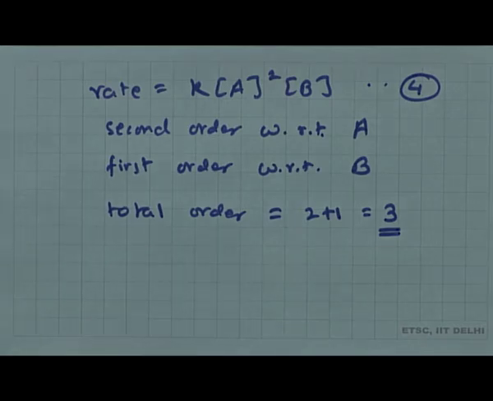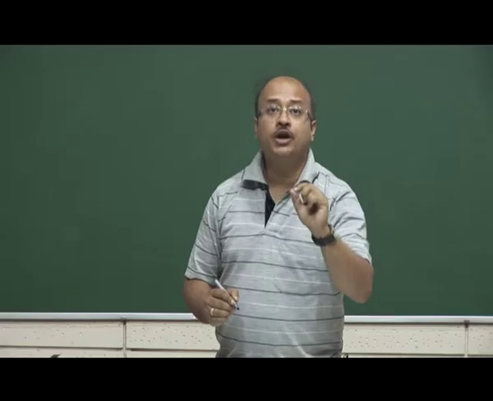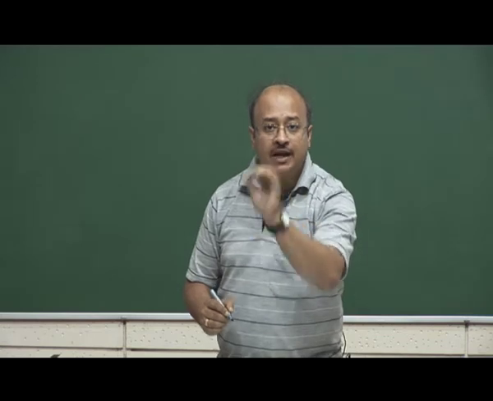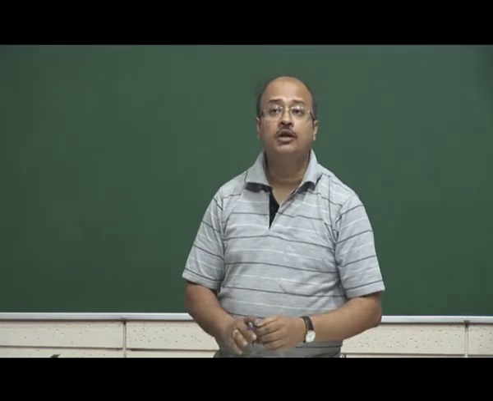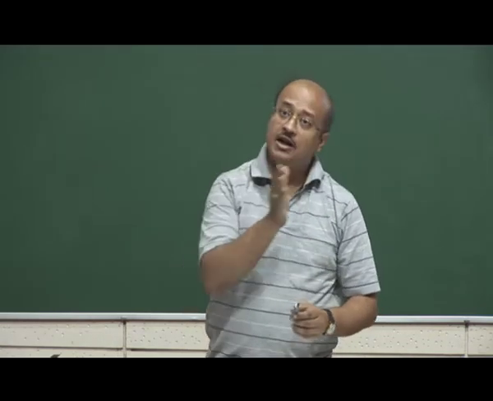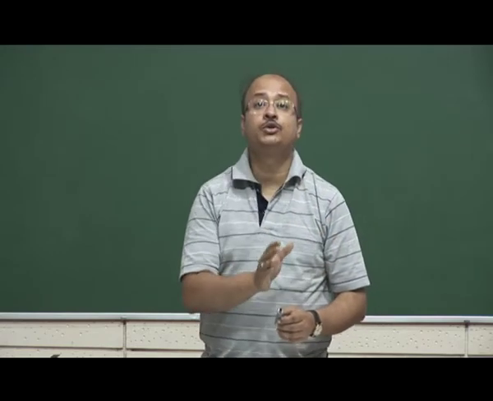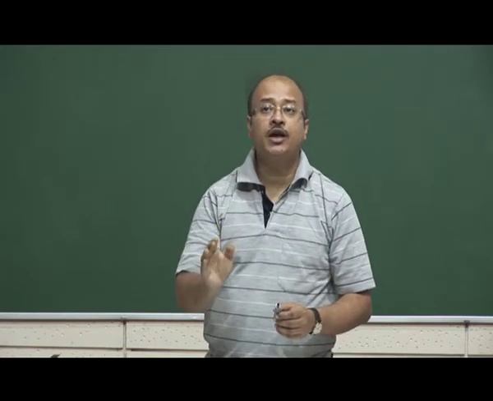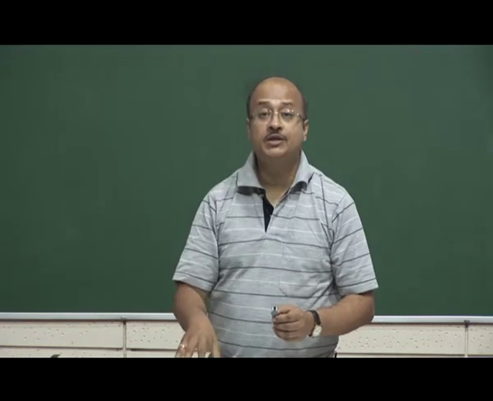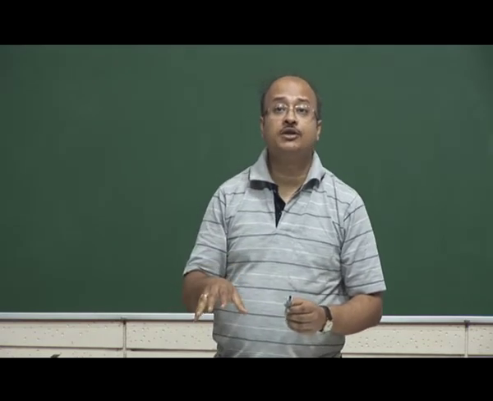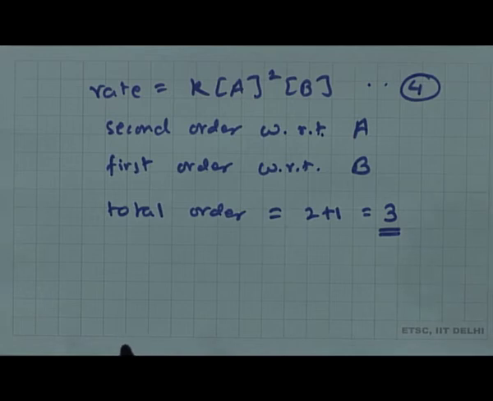So, the total order of the reaction is what? The sum of the orders of the individual reactants. That is exactly what you see out here. That was what happened in the example before, where the rate is equal to K times concentration of A times concentration of B, and what is happening out here is the rate is equal to K times concentration of A raised to the power 2 times the concentration of B, hence the total order is 2 plus 1 equal to 3.